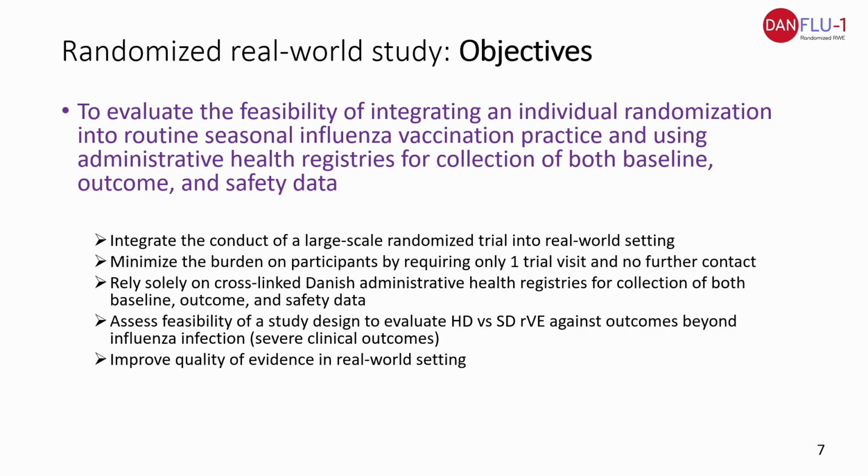The objective of DAN-Flu1 was to evaluate feasibility. It's really a feasibility study. The idea is to look at integrating individual randomization into routine seasonal influenza vaccination practice and using administrative health registries for collection of baseline, outcome, and safety data. I'm not going to tackle the safety piece, but it was part of the study.